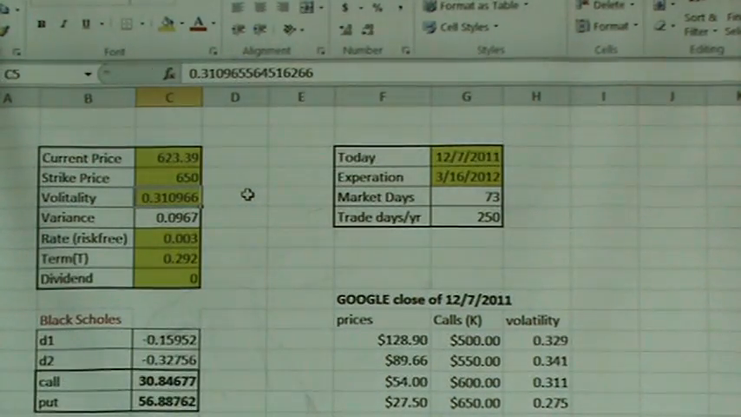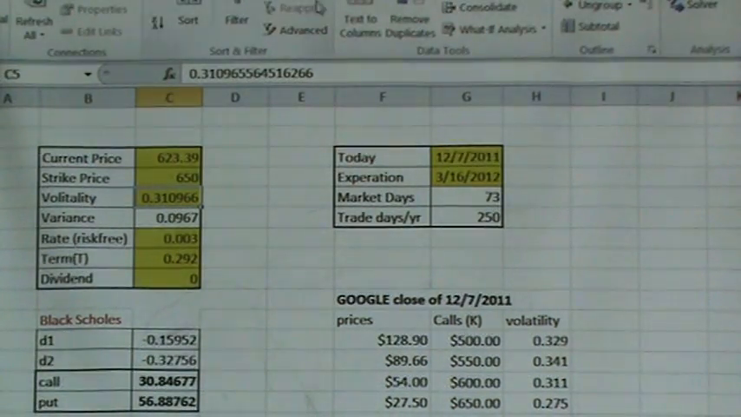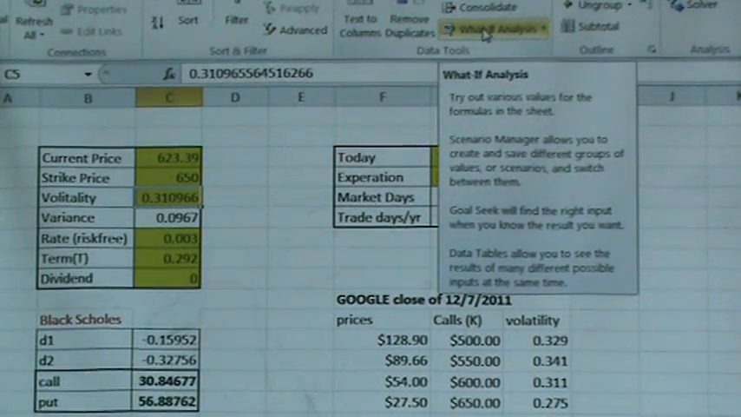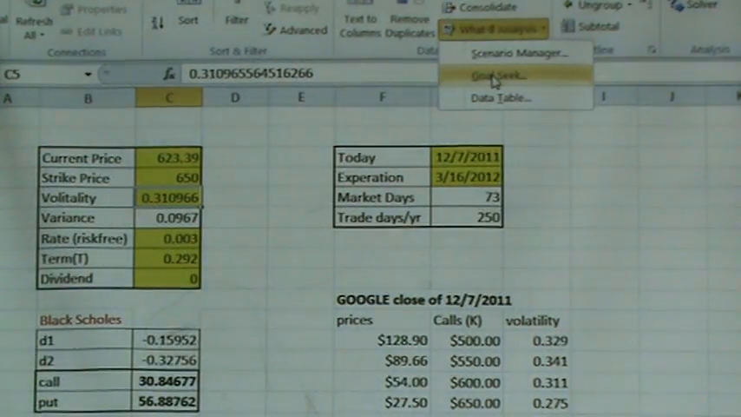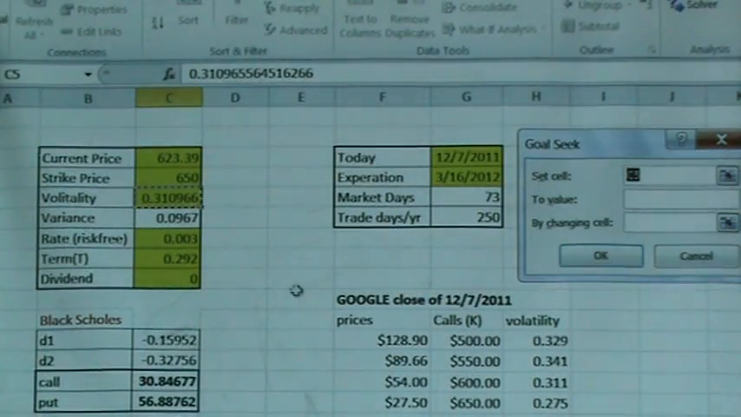So the way goal seek works is, you say data, and then you go to what if analysis, and then you pick goal seek. So from goal seek, we can say, I want this box to equal 2750, and then of all my inputs, you're allowed to vary one of them. So I'm going to click on the volatility.